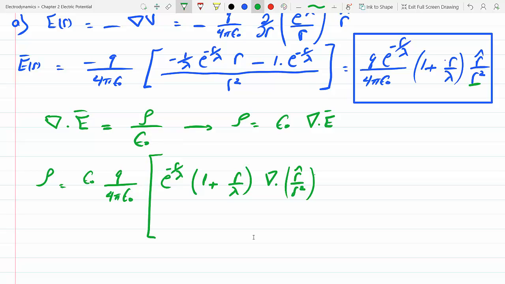So let me open this. Okay, plus, now I'm using the product rule here, so the divergence, so this is going to be r hat over r squared. I use the product rule on the divergence so I can take care of the divergence of r hat over r squared separately. So r hat over r squared dotted with the gradient of e to the minus r over lambda times 1 plus r over lambda.